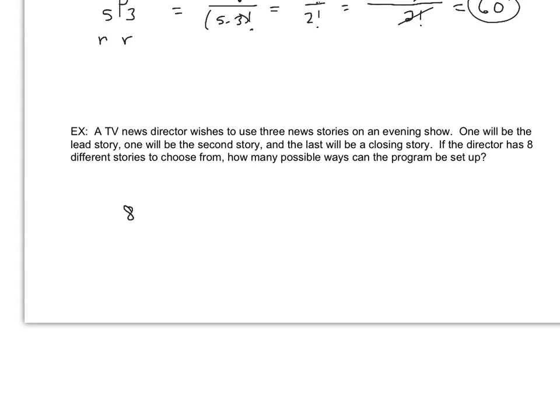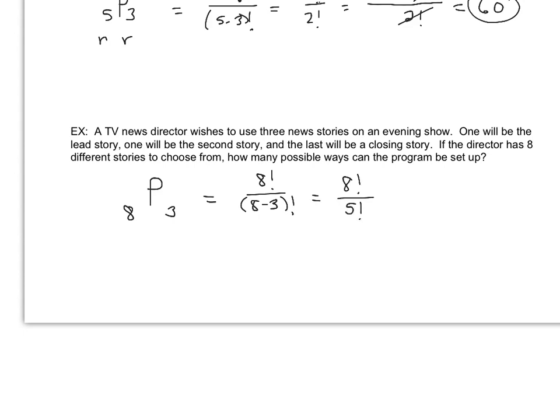So we have 8 different stories. I know it's a permutation because the order matters, because the lead story, second story, and the last story, closing story. So it's 8P3. So if I use the formula, that's 8 factorial over 8 minus 3 factorial. So it's 8 factorial over 5 factorial.